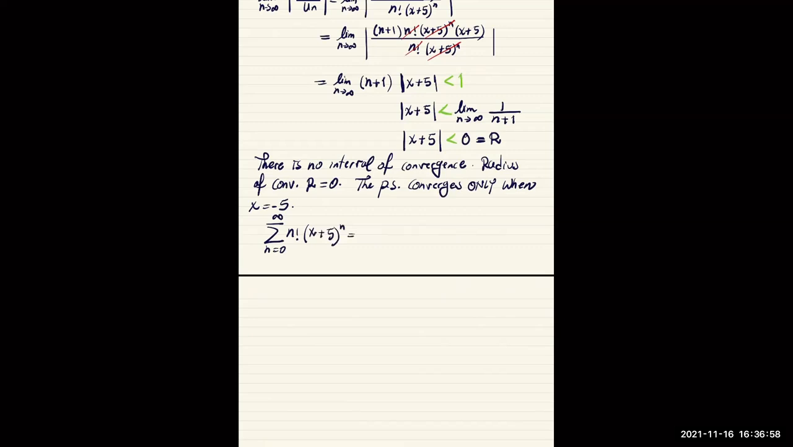If I expand the series, we have 0 factorial for the first term, plus 1 factorial times x plus 5 to the power of 1, plus 2 factorial times x plus 5 to the power of 2. So if you let x equal -5, all of these terms go away, all of them, except for that 0 factorial. So the value of this power series becomes 0 factorial when x is equal to -5.